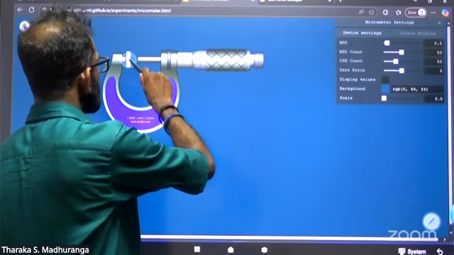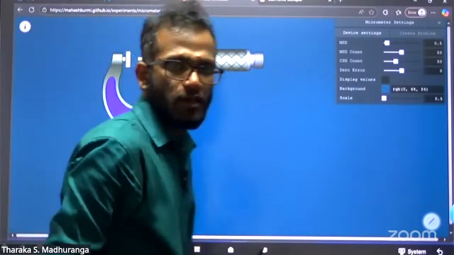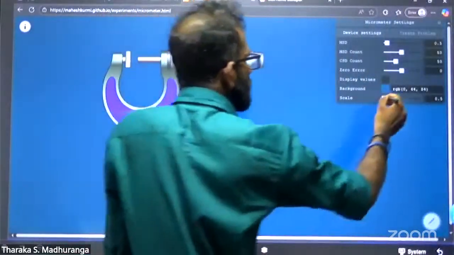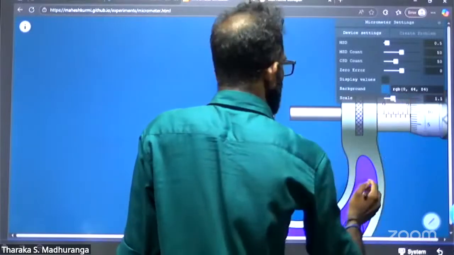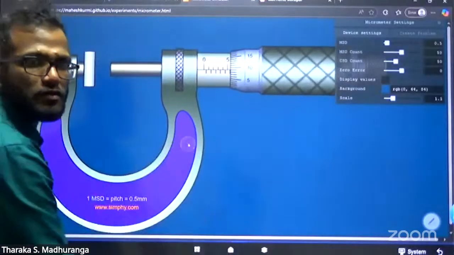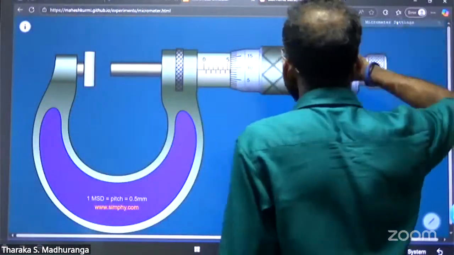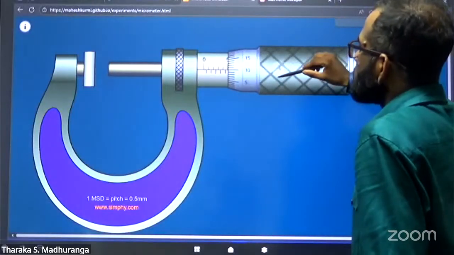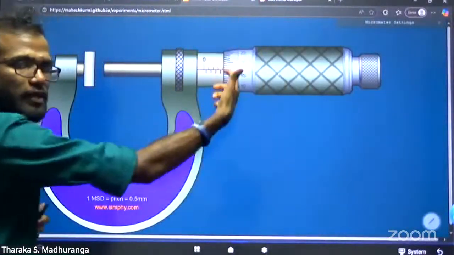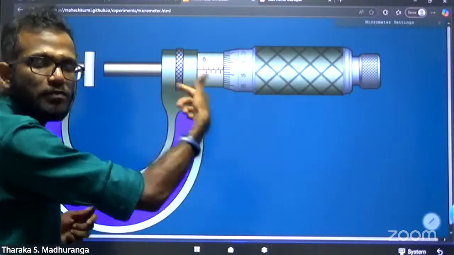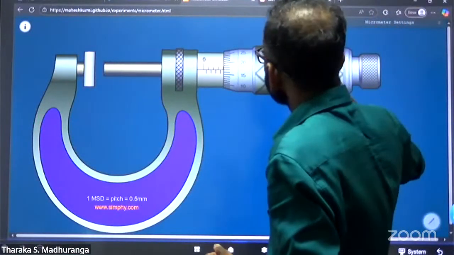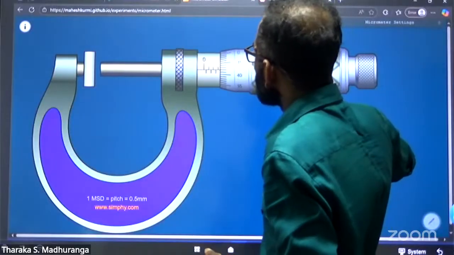First of all, the object needs to be placed close to the anvil. This is my measuring object, and it needs to be placed close to the anvil like this. After that, we just need to rotate the thimble. When it is rotating, what happens? The circular scale rotates and the spindle moves in the object's direction, like this.